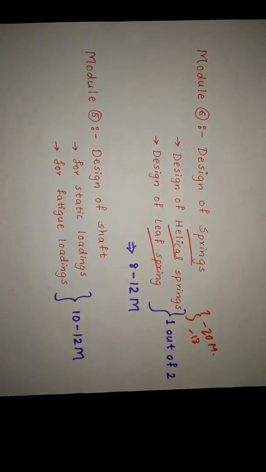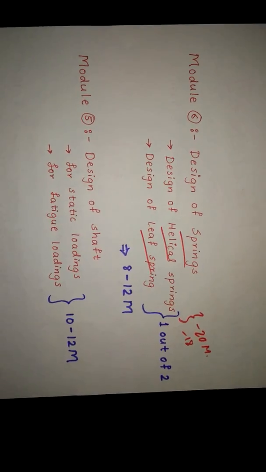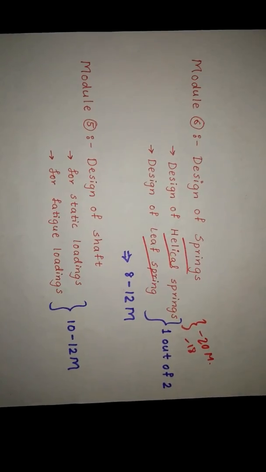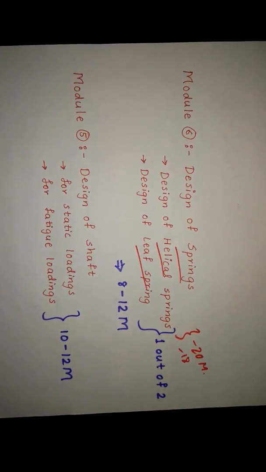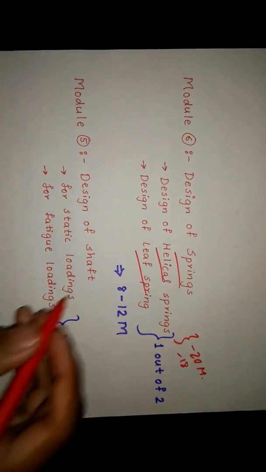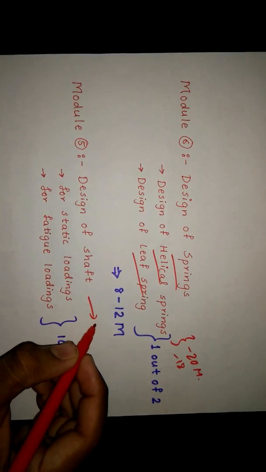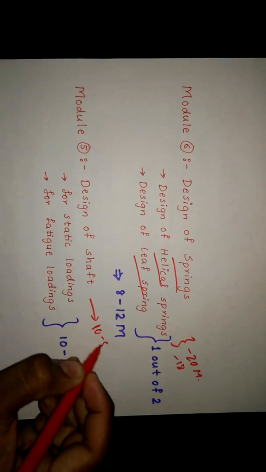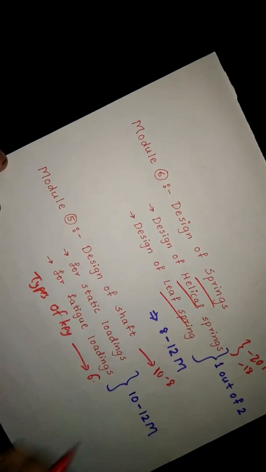And then comes module 5. Module 5 contains design of shaft for static loadings and for fatigue loadings. The shaft numerical may be asked for 8 to 10 marks in your paper. And then comes types of keys. It's a theory question, also asked many a time for 6 marks.